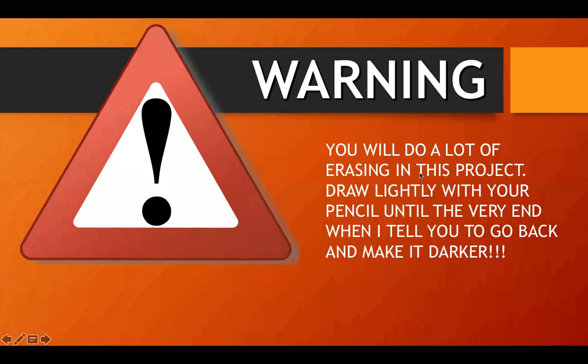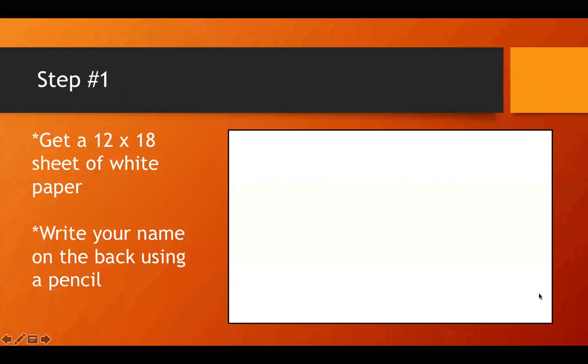So we're going to start our project now. I'm going to warn you, we're going to do a lot of erasing on this project, so you need to draw lightly. I'm going to go through this quickly. You're going to need to pause when you need to pause and take time, and then you can go back and keep working when you need to, okay? So on your piece of paper, you need to turn it so it's horizontally, which means the long way across. You're going to write your name on it.